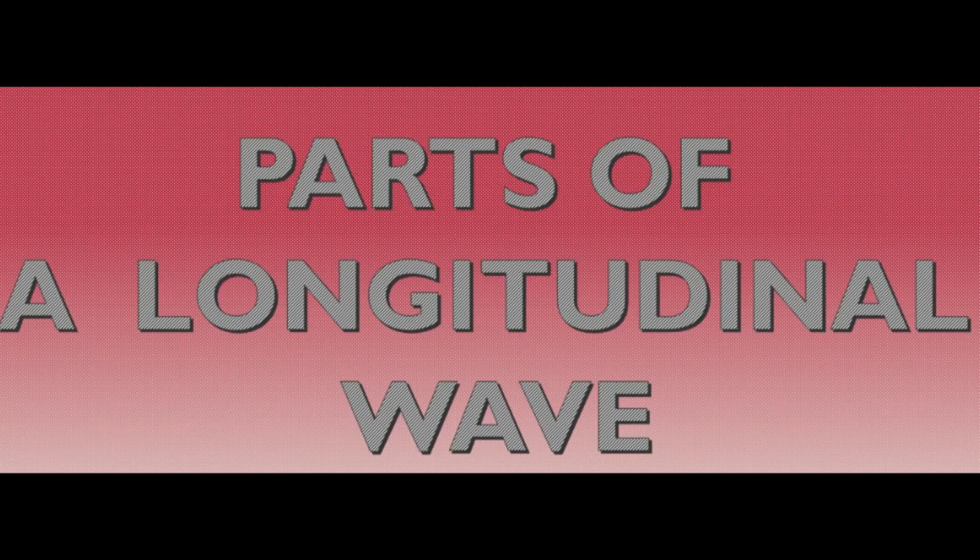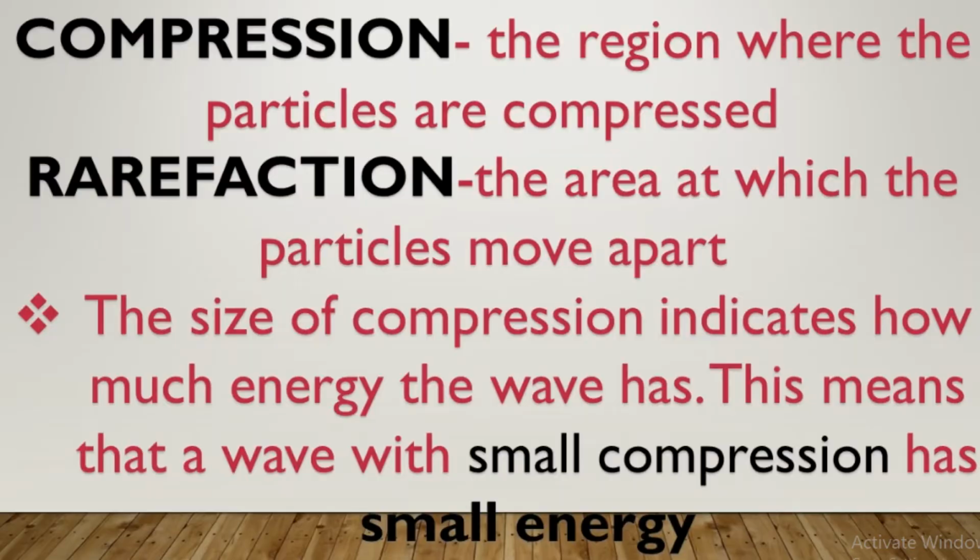Let's proceed to the parts of a longitudinal wave. First, we have the compression. It's the region where the particles are compressed. Rarefaction, the area at which the particles move apart. And take note that the size of compression indicates how much energy the wave has. This means that a wave with small compression has a small energy.